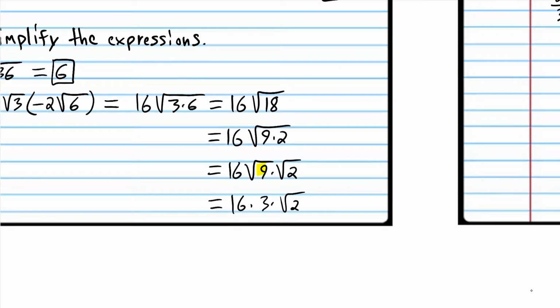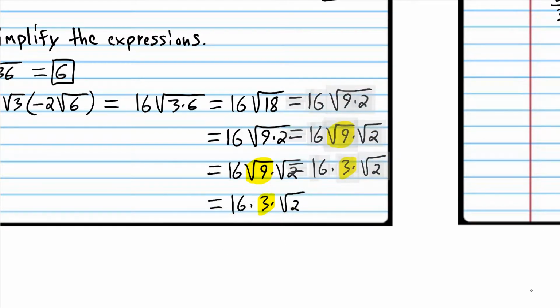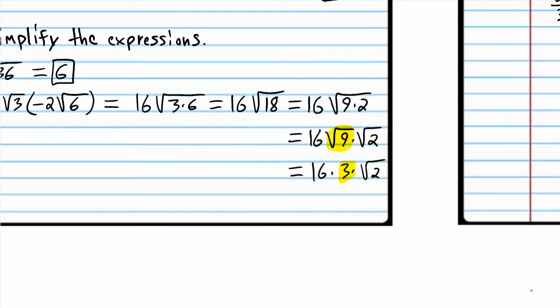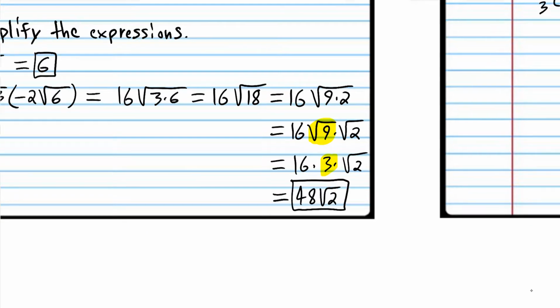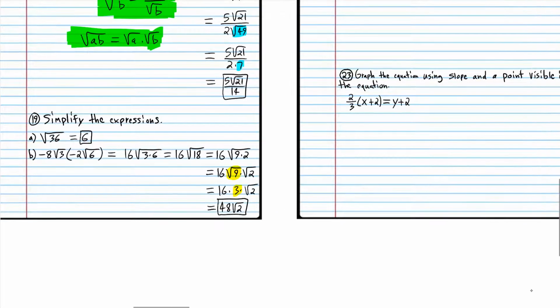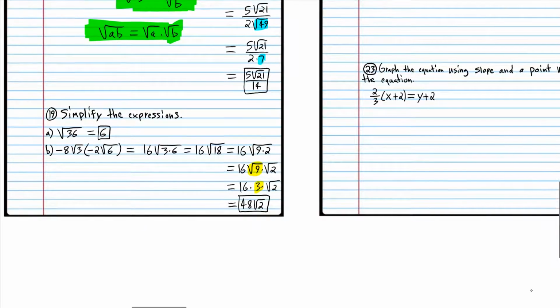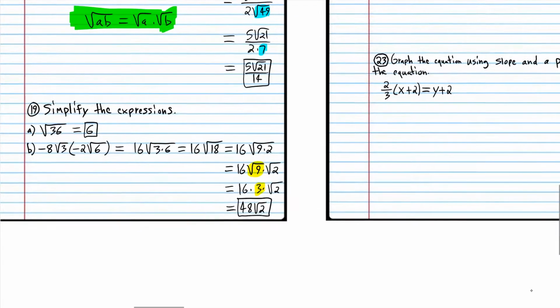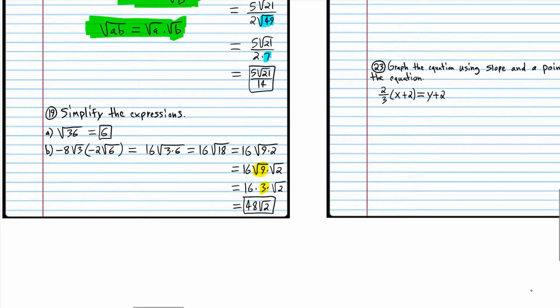So the root 9 changed into 3. I'm going to go over one more here so we have some more room. And our final answer, 16 times 3 is 48. So we end up with 48 root 2. Again, you cannot have a perfect square factor inside a root. So I've got that answer.